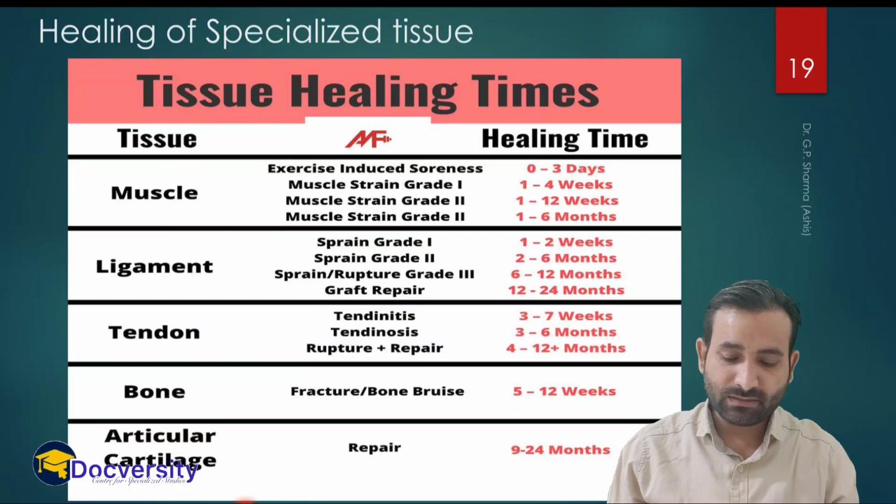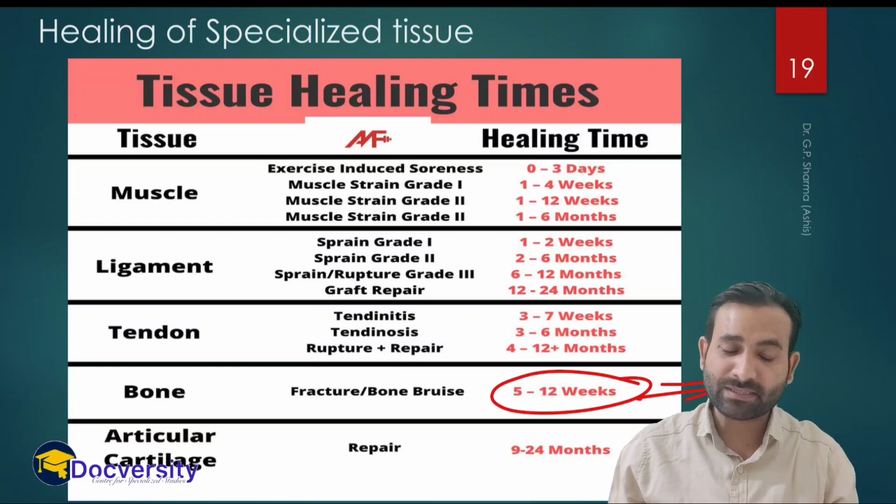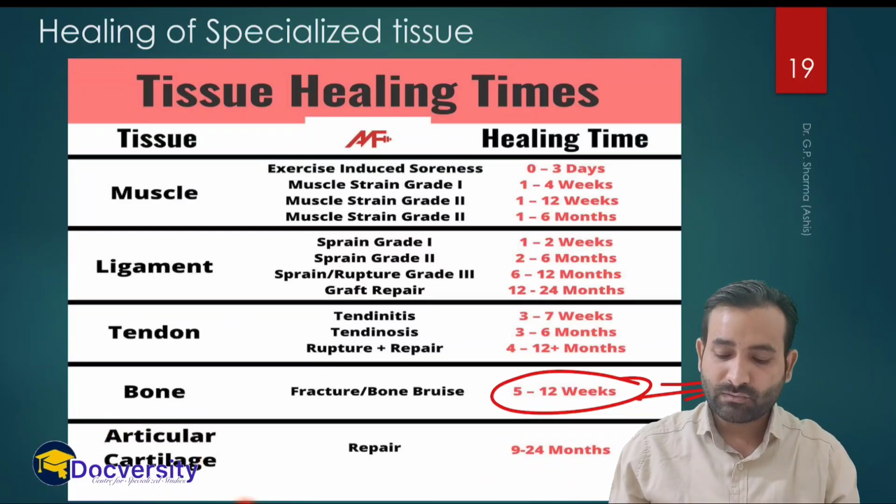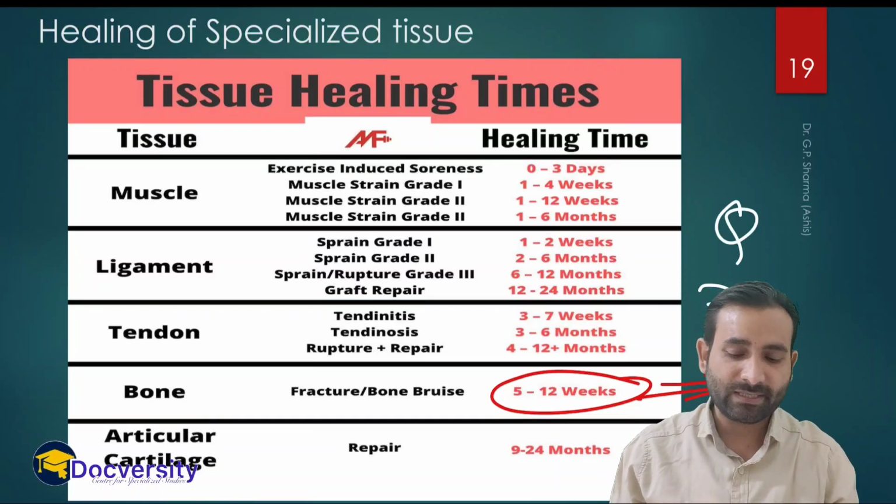If it is the muscle, maximum it takes 1 to 6 months. If it is ligament graft repair, it takes about 12 to 24 months. If it is the tendon, it takes about 4 to 12 months. If it is bone, it takes 5 to 12 weeks, right? So you should know this one, to remove the plaster cast. And if it is the articular cartilage, it takes about 9 to 24 months, right? So remember, this is the healing time. This may not be important for the exam.